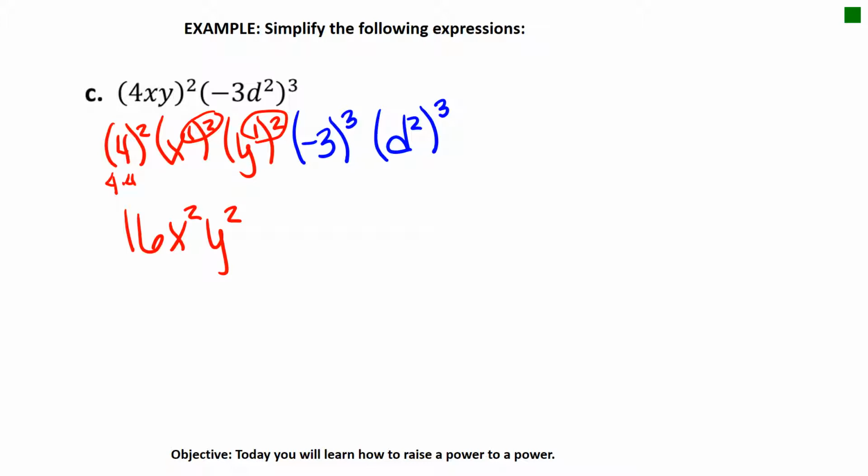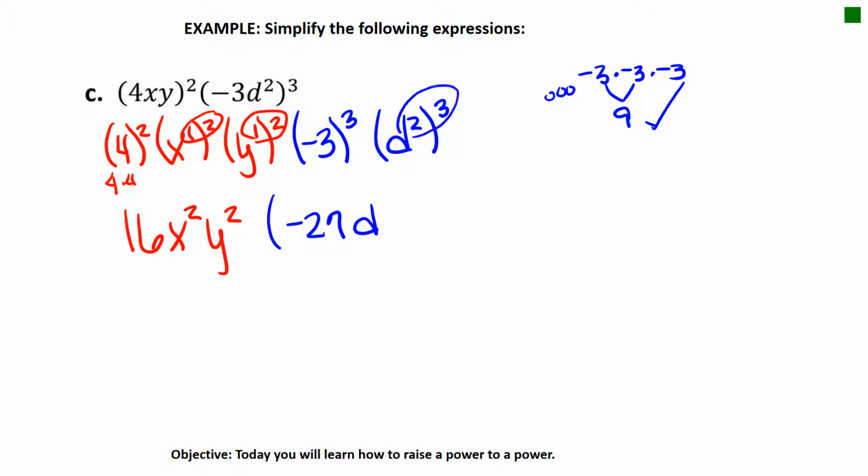Now on the -3 to the third, it's a number. So in your head, you have to do a little bit of work. -3 times -3 times -3. -3 times -3 is 9, and 9 times -3 is -27. Then you've got a base of D, power to a power, creeper to creeper, creepers multiply your fear. Woo! D to the 6th. Then you're going to bring it on home.